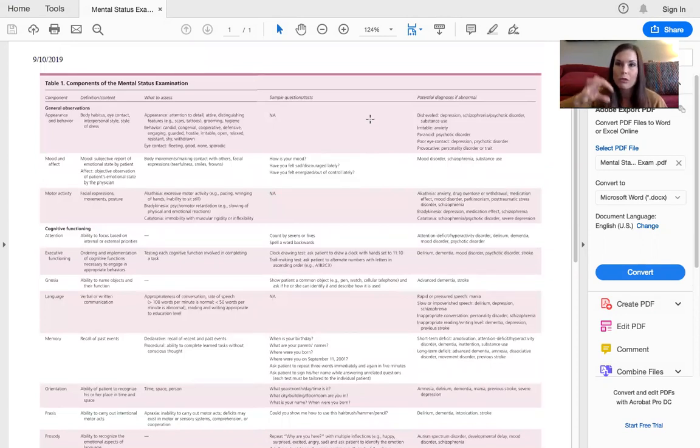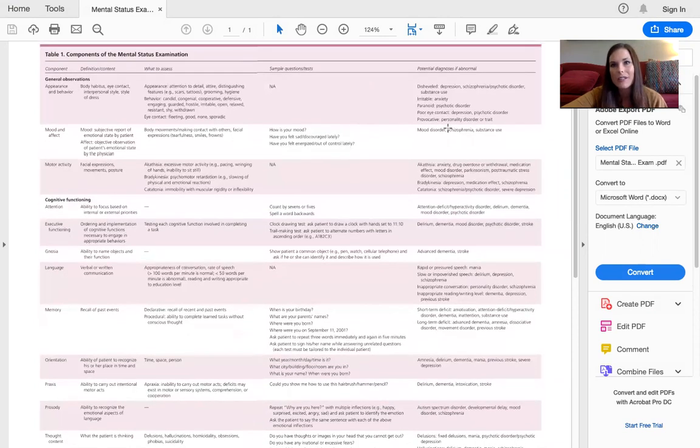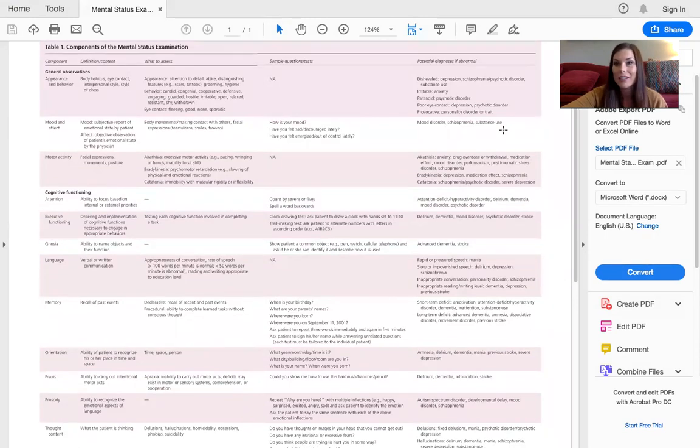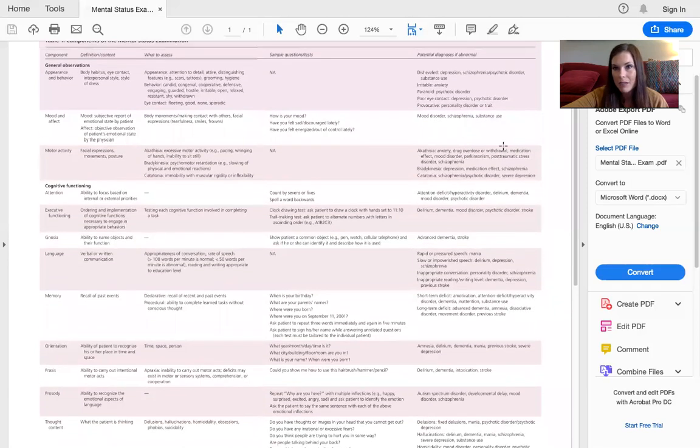what I told you about before, the categories that you need to assess. And this sample here tells us some of the questions that you can ask, as well as the potential diagnoses if they're abnormal in certain categories. So obviously in appearance and behavior, if someone's disheveled, they could be depressed, they could be schizophrenic, they could be experiencing psychosis. If they're not showing eye contact, they might be depressed, they might be socially anxious.